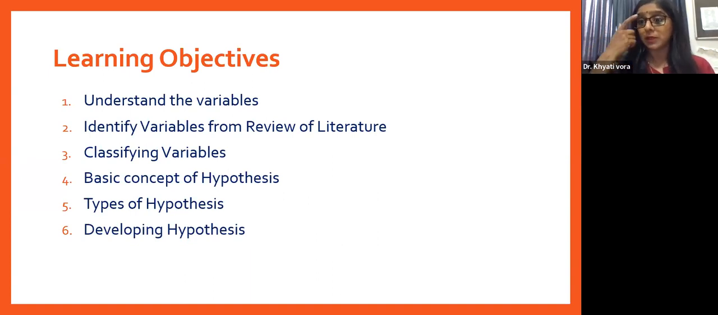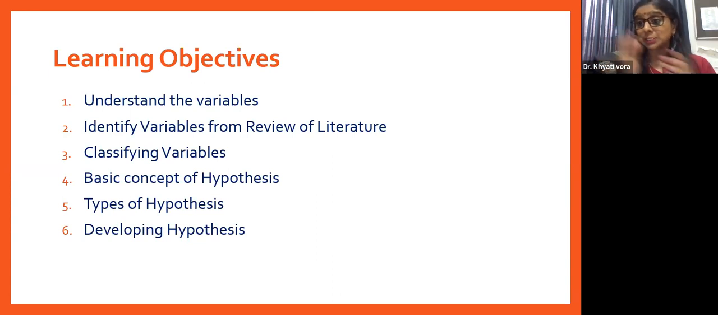Since this is a workshop, I always felt the difference between teaching in classrooms or seminars and a workshop is that here you have some hands-on. So I have picked up a few things for you all. You can try them, if not during the workshop, then after the workshop. So: how to identify variables from ROL, then classifying the variables into different categories on the basis of their nature. Then we'll understand the basic concept of hypothesis, what a hypothesis is, types of hypothesis, and at the end, how you develop your hypothesis.